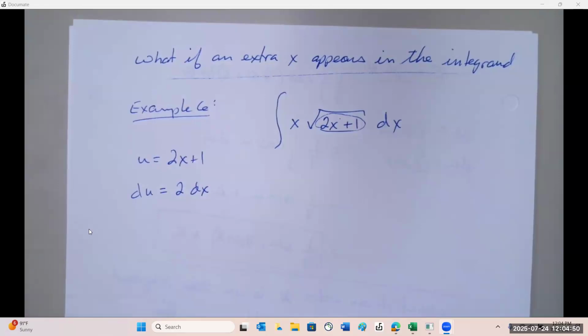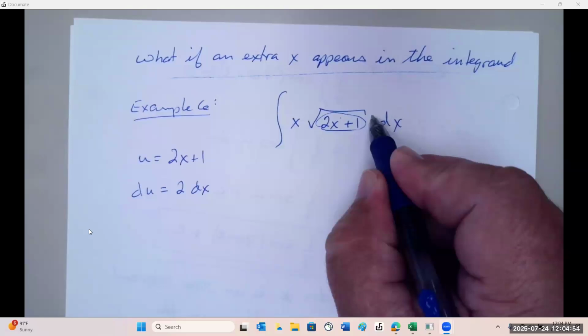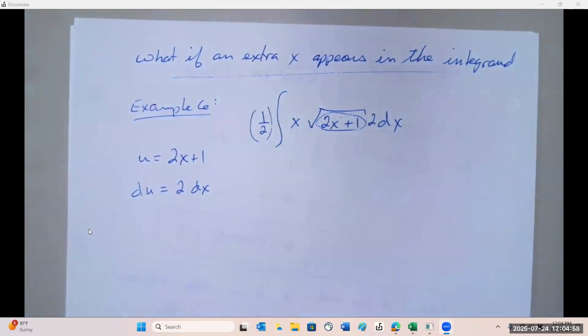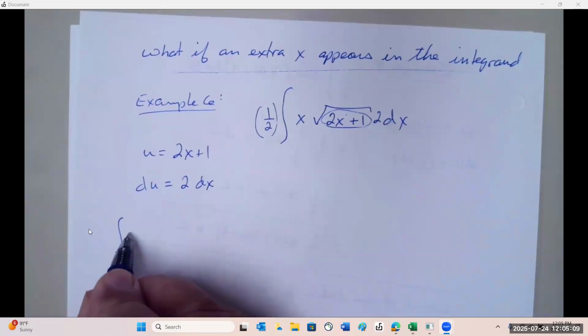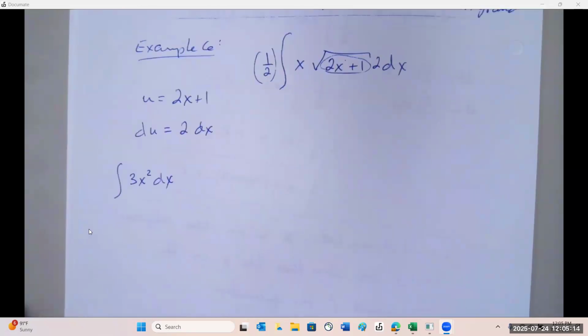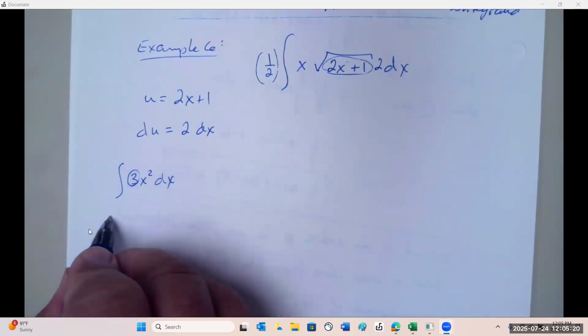Okay, we have a problem automatically. Do we have a 2 in there anywhere? No, so we have to put a 2 in there, and that means we got to put a 1/2 out in front. If I'm taking the integral and I have a constant coefficient, I could take this number and put it out in front.